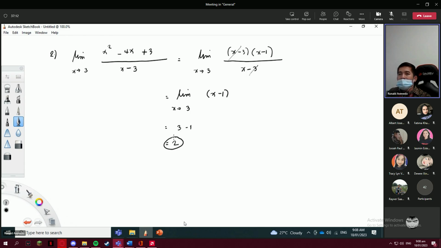And in writing the solution class, as long as you did not substitute pa the value of x, then do not forget to write the limit. The limit, itong limit ha, limit and x approaches to 3, ganon. Pwede lang tanggalin ang limit and x approaches to 3 or any value kung sa next problem, only if you substituted already the value of x.